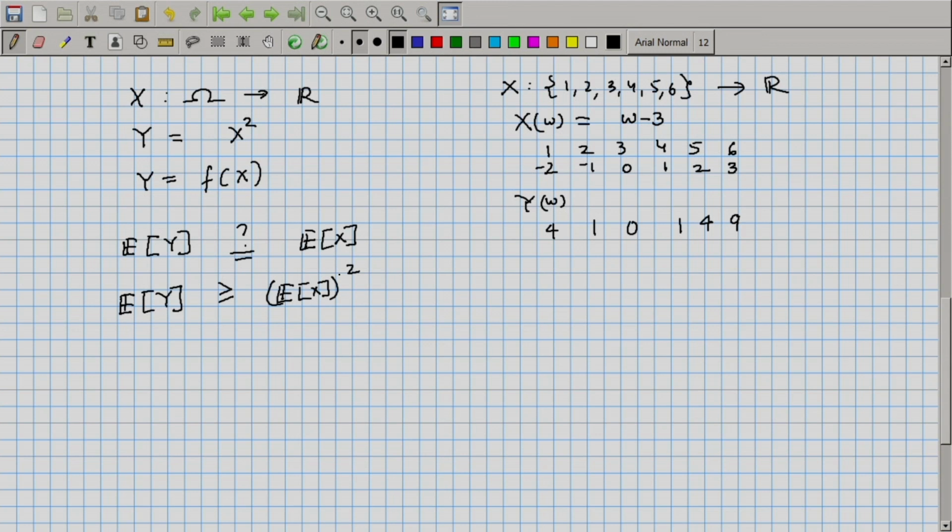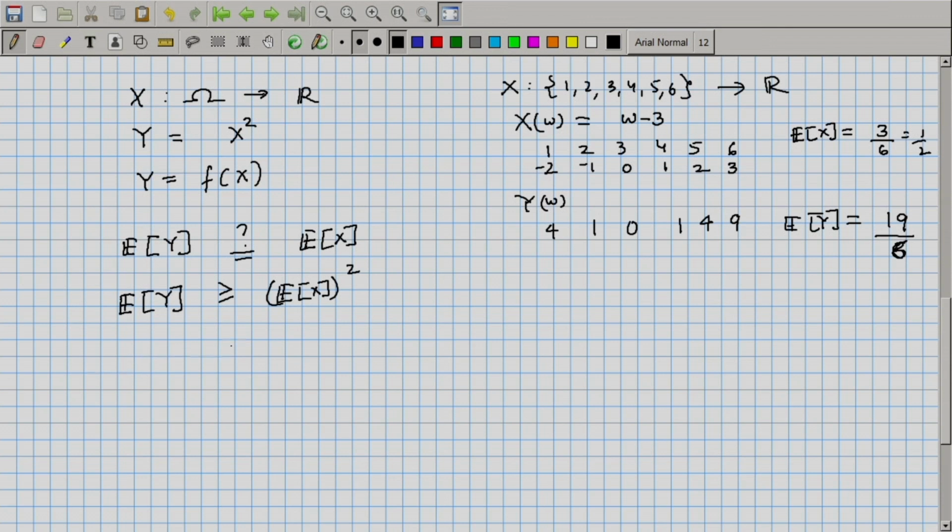Well, let us assume that all these 1, 2, 3, 4, 5, 6 are equally likely. Expectation of X will be 3 by 6. Expectation of Y will be 19 by 6. So, we need to compare expectation of Y and expectation of X the whole square. Expectation of X is equal to half, so its square is going to be less than that. This is greater than 1, so the square is going to be greater than 1.